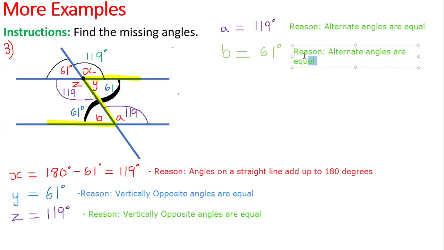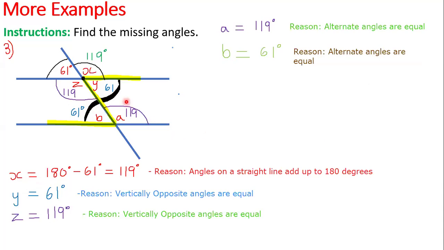And so let me change this color. Let's change it to brown. All right, so again, y is 61 and b equal to each other. Why are they equal? Because alternate angles are equal. Very good.